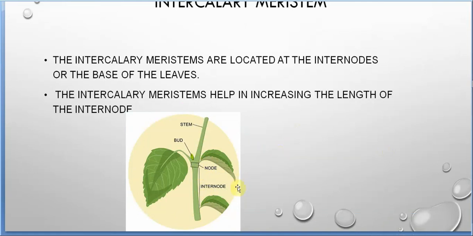So the intercalary meristem is present in between the two nodes. And what is the work of the intercalary meristem? The intercalary meristem helps in increasing the length of the internode. To increase the length of the internode, the intercalary meristem comes into action.